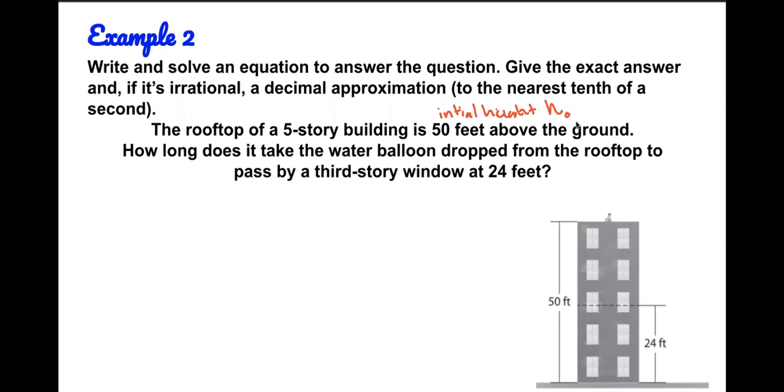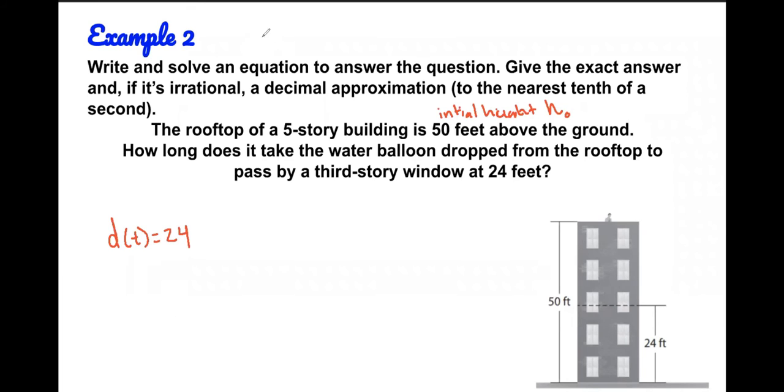Now, it's asking how long does the water balloon, once it's dropped, take to pass by a 3rd-story window at 24 feet? So we're interested when our distance is 24 feet, right? So we're going to go ahead and say that our d of t, that distance that we're interested in, is 24 feet. So let's see which of the two equations I'm going to use.